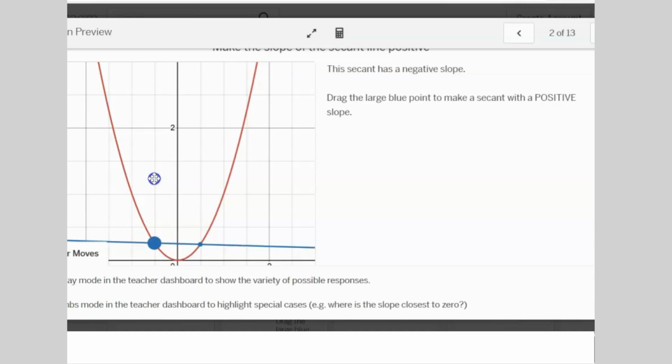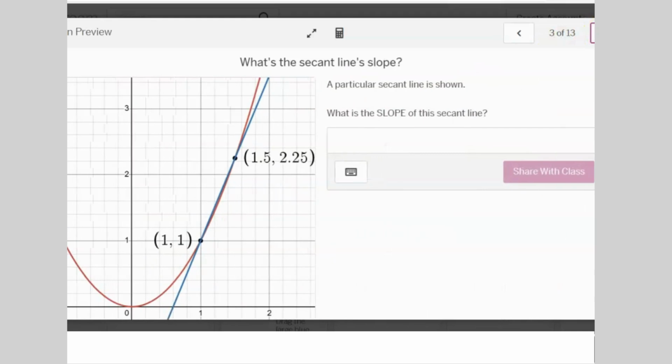At this point, it's around 0. And then as we move it farther to the right, we can see we now have a positive slope. So that secant line is changing as we look at different points around that curve, y equals x squared. All right, so what is the secant line slope? Well, we're going to calculate it here.